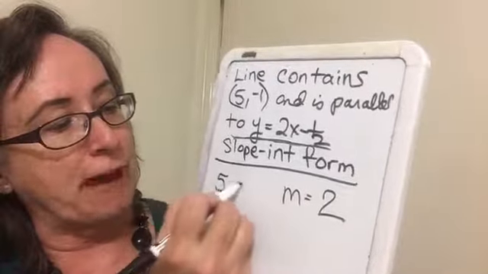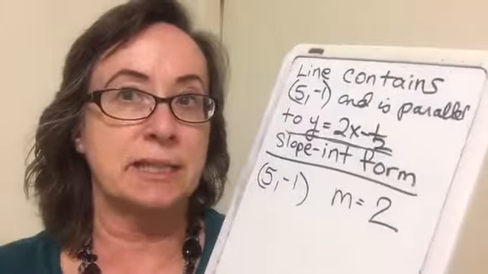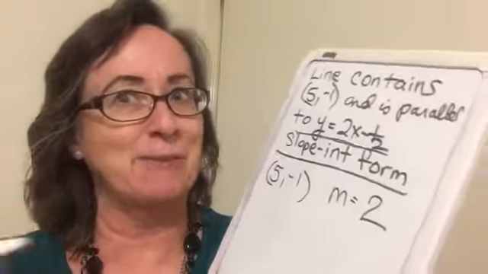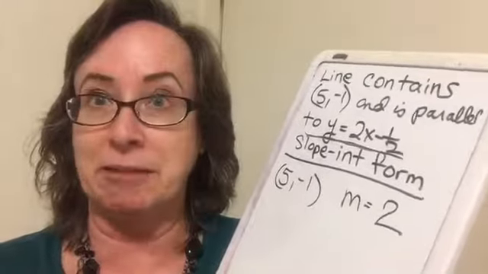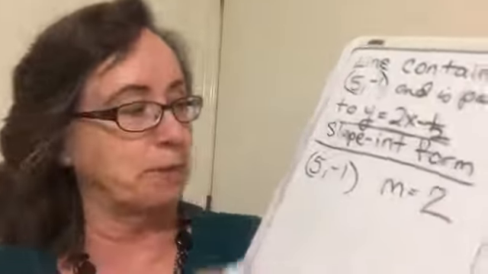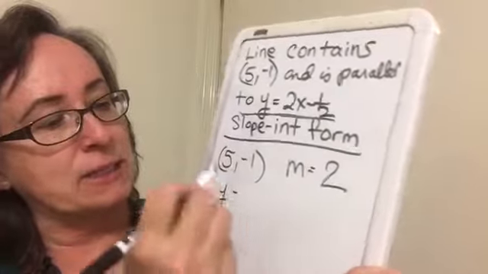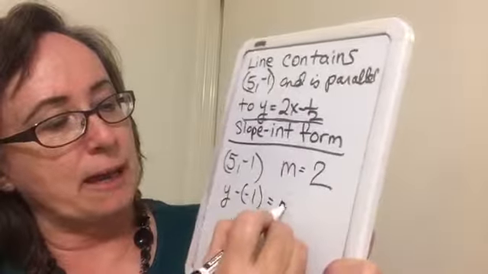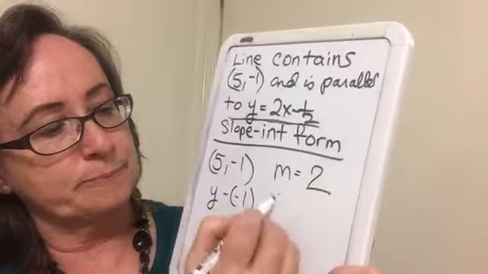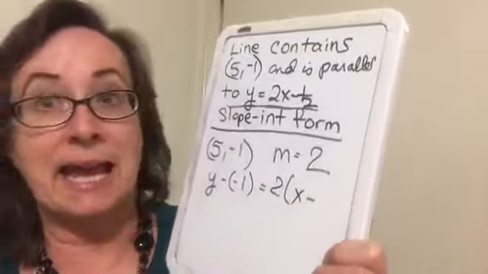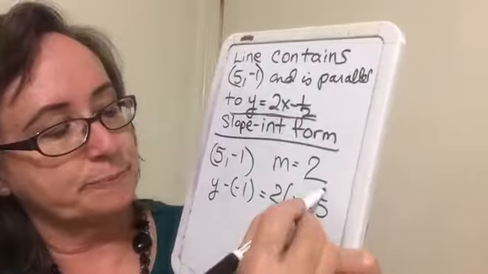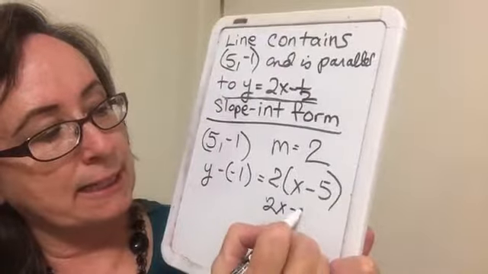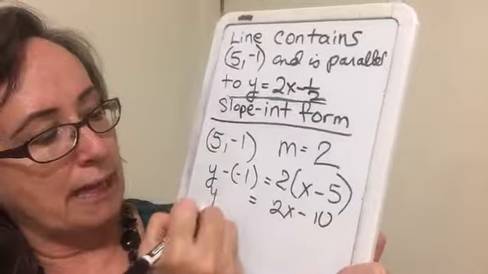And it's going through (5, negative 1). And we're going to put it in slope-intercept form. So I'm going to do this one a little differently because I haven't done the point slope form for a little bit. I'm going to use the point slope and then put it into slope-intercept form. So y minus y1, here's my y1, negative 1, is equal to m, and our m is 2, times x minus x1, which is 5. So I'm going to distribute here. 2x minus 10 is y plus 1.